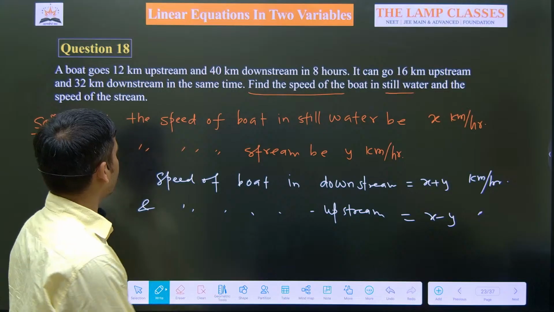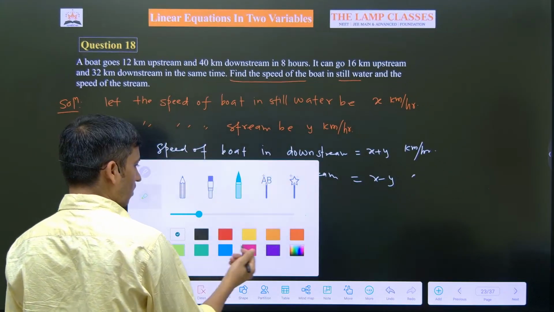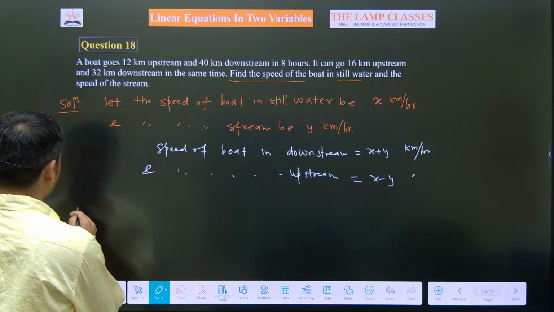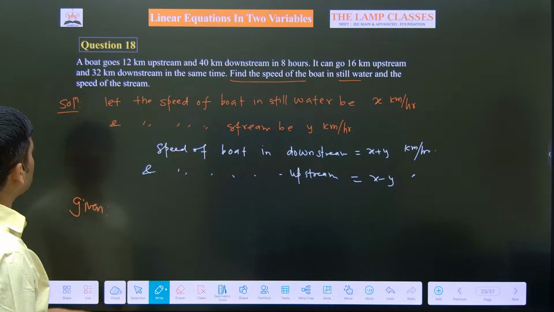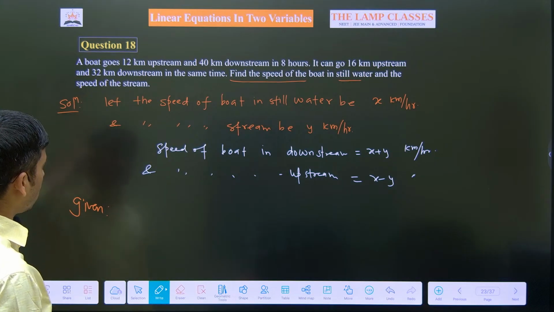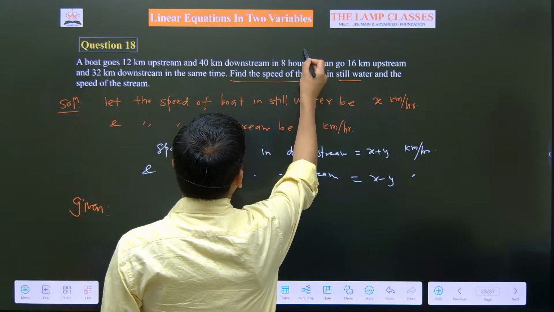Now let's frame the equation. Whatever they are saying will be helpful to get the equations now. So they have given that a boat goes 12 km upstream and 4 km downstream in 8 hours, right? So total time is 8 hours, right?